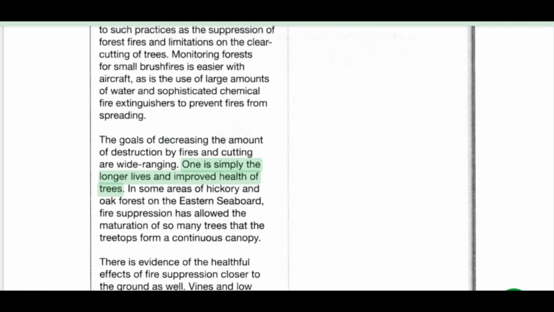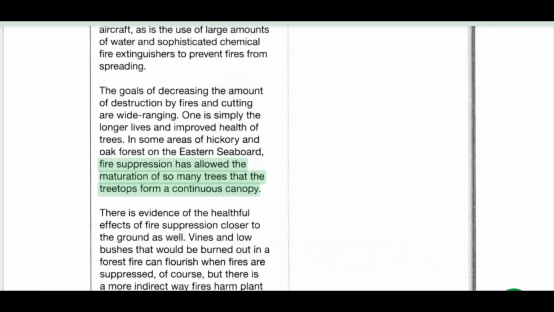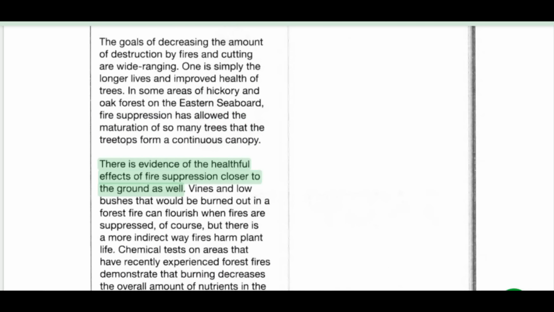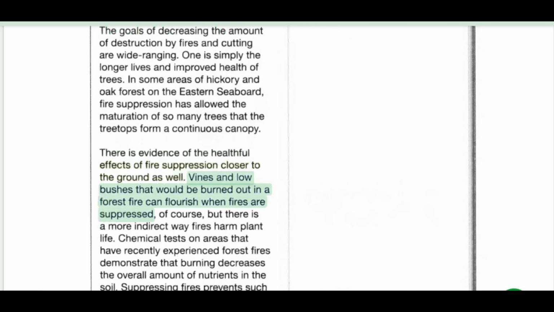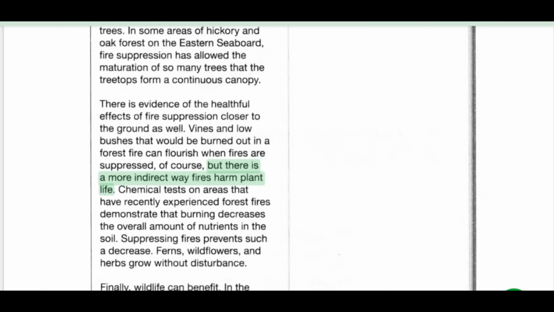One is simply the longer lives and improved health of trees. In some areas of hickory and oak forest on the eastern seaboard, fire suppression has allowed the maturation of so many trees that the treetops form a continuous canopy. There is evidence of the healthful effects of fire suppression closer to the ground as well. Vines and low bushes that would be burned out in a forest fire can flourish when fires are suppressed, of course, but there is a more indirect way fires harm plant life.